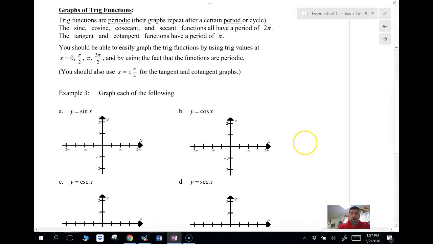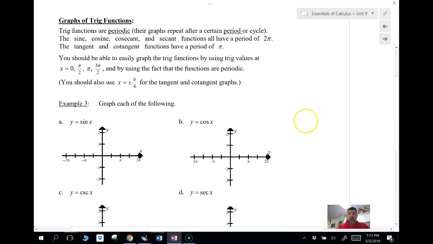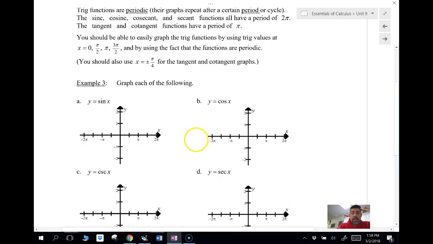So here are our graphs. Now, if you want, pause it, read over that first thing, but I'm just going to quickly go over some of these because I want to make sure I get through all of these in a timely manner. Just letting you know, you're really only using the unit circle. You're using like the edges, right? 0, pi over 2, pi, 3 pi over 2, and 2 pi. And sometimes you're going to use plus or minus pi over 4 for the tangent and cotangent graphs. Let's take a look at what they look like.